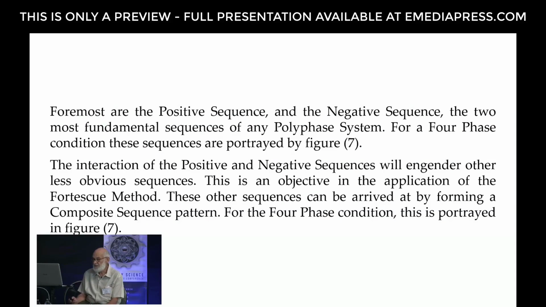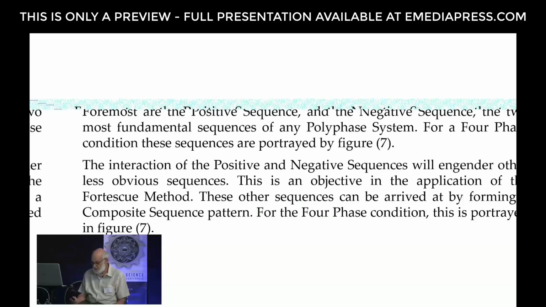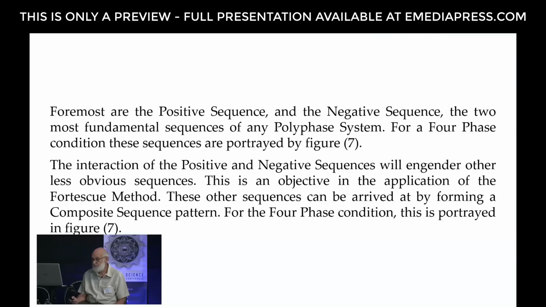Now here is where we start to get into the meat of the matter. It took Fortescue to solve. This is an objective in the application of the Fortescue method. These other sequences can be arrived at by forming a composite sequence pattern, which I showed for the 4-phase condition, is shown in figure 7. So that's what's on the bottom there.